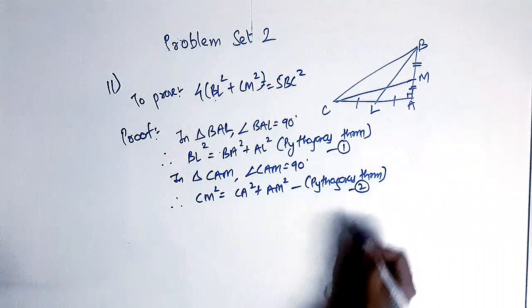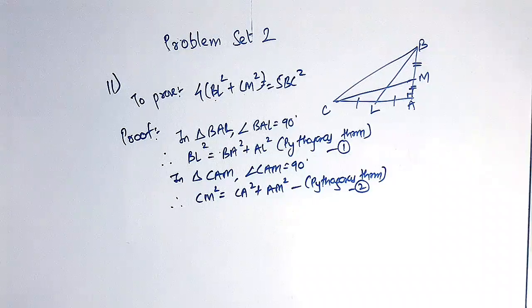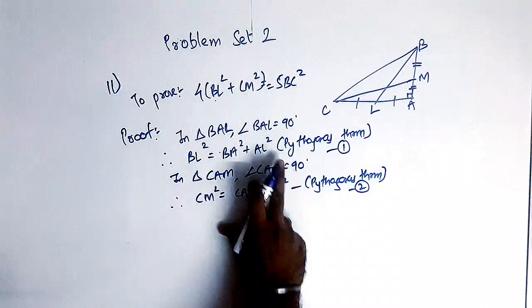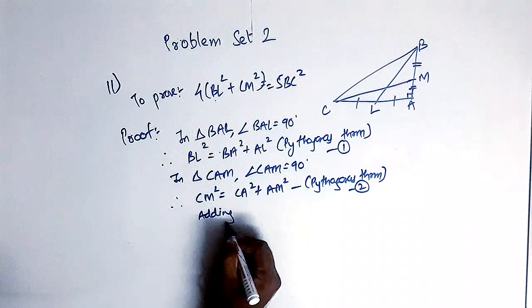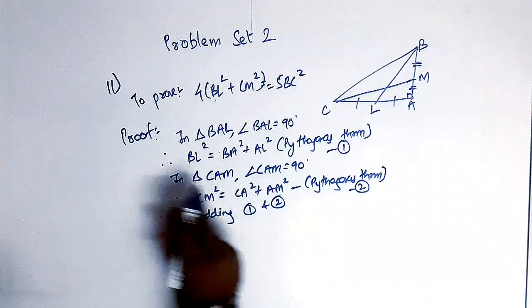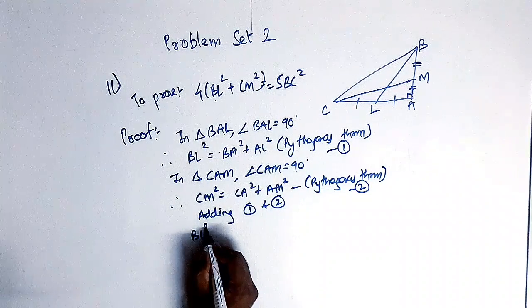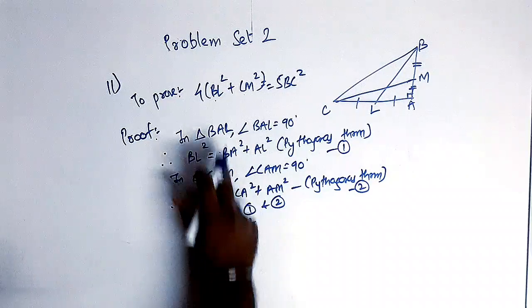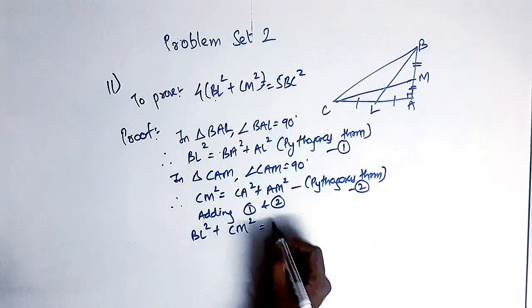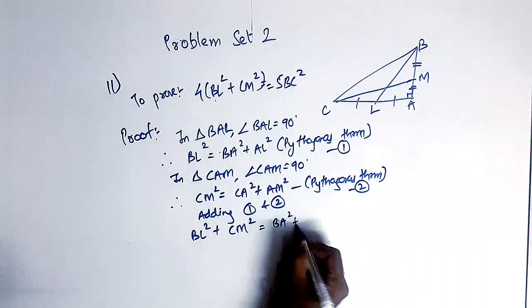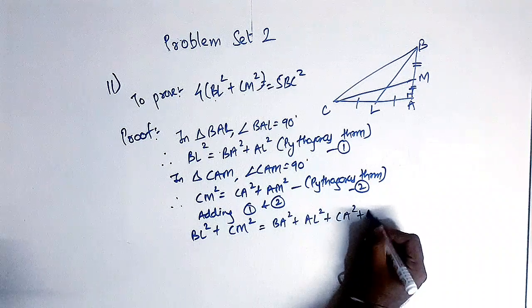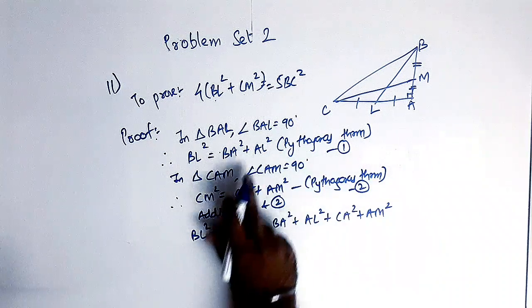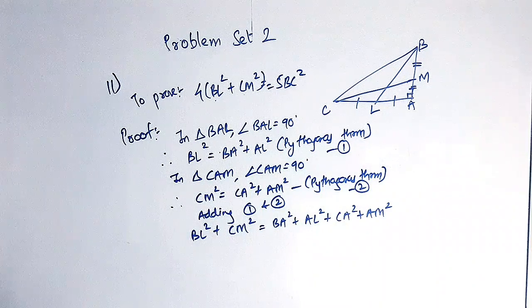Okay, point number 2. Now if you see 1 and 2, adding 1 and 2, LHS I'll get BL square plus CM square, because we want to come here, equals BA square plus AL square plus CA square plus AM square. RHS, there are 4 terms here.